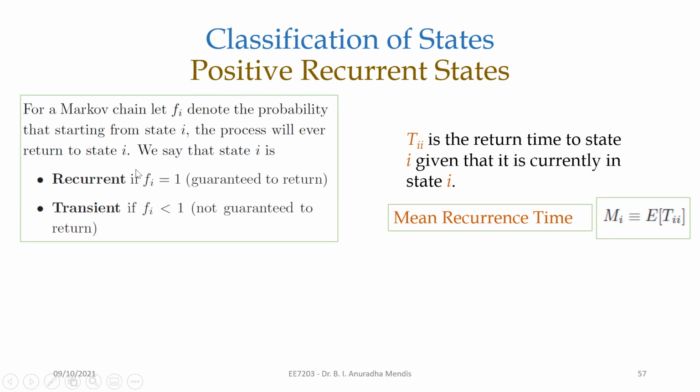So now state can be recurrent or transient. If a state is a recurrent state, that means we guarantee that it will come to the same state. So what is positive recurrent?